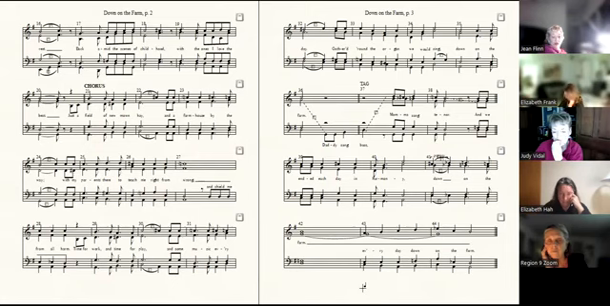So at first, it's not contrary motion on "every," right? Because they're going the same direction. And then after that, it goes contrary motion, right? Okay, I see what you're saying.